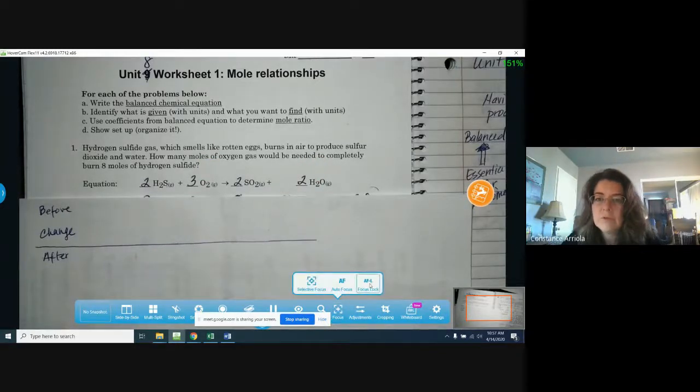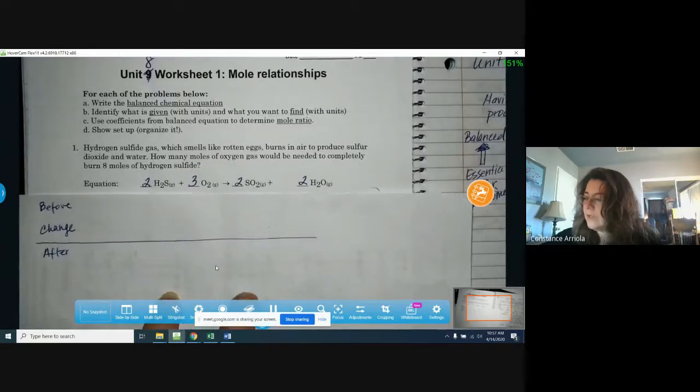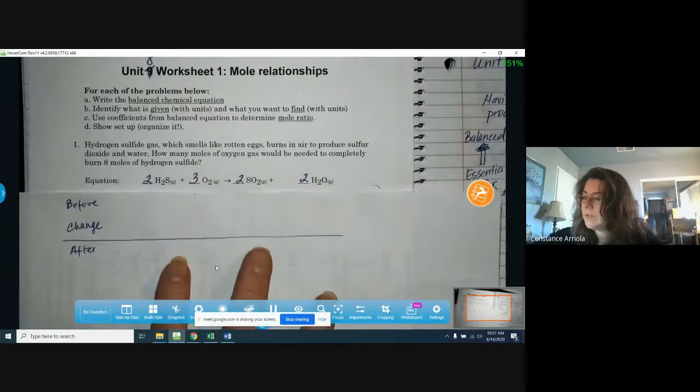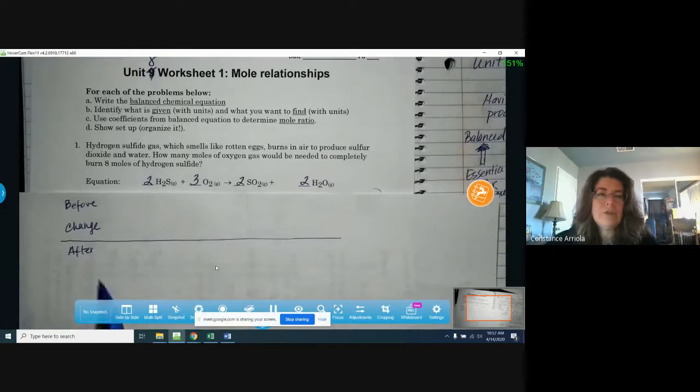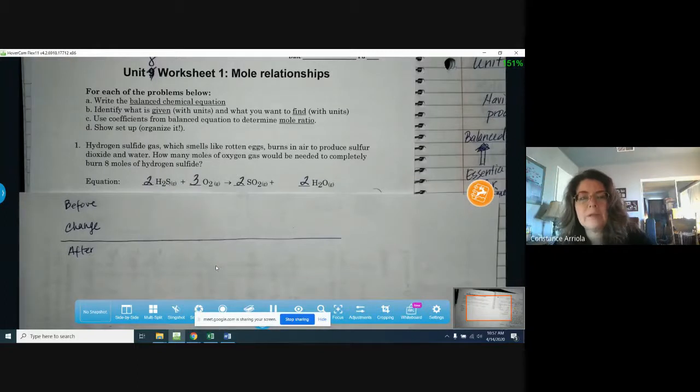Let me freeze the focus. There we go. Okay, you have to start with a balanced equation. And I think most of you got that down pretty well. And then you're going to use this chart. Now, you can solve the problem that's given without using this chart.